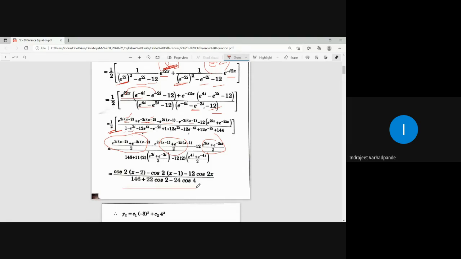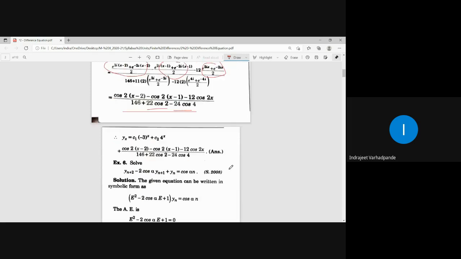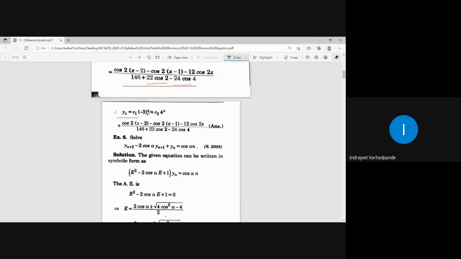So PI will be equal to cos 2 into x minus 2 minus cos 2 into x minus 1 minus 12 cos x upon 146 plus 22 cos 2 minus 24 cos 4. That is how the simplification is done. So the complete general solution is yx is equal to CF plus PI, c1 into minus 3 to the power x plus c2 into 4 to the power x plus cos 2 into x minus 2 and so on. So this is how we try to simplify and get the answer.